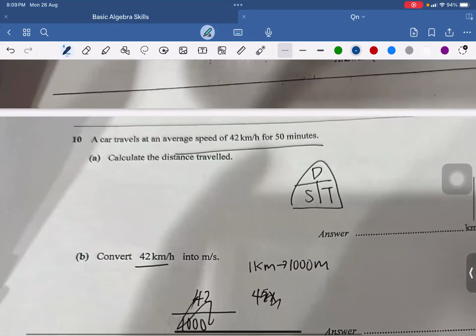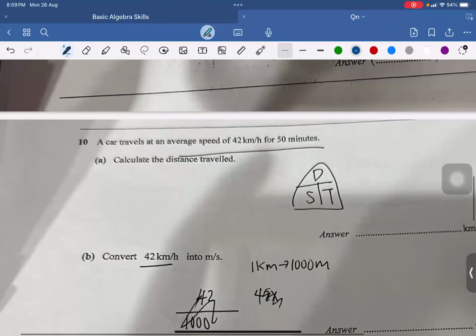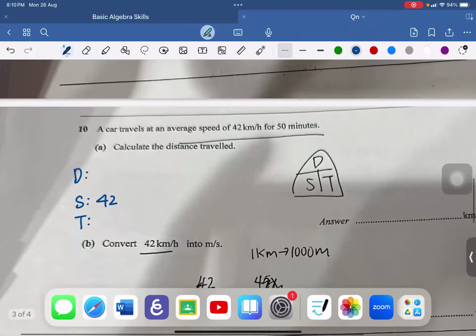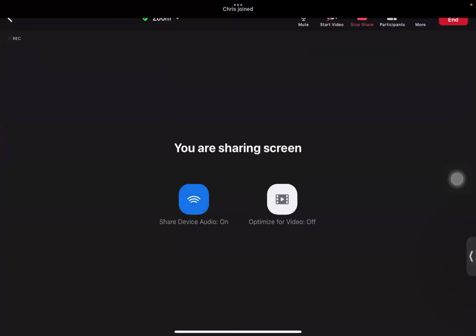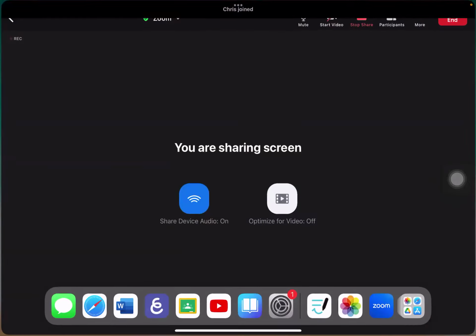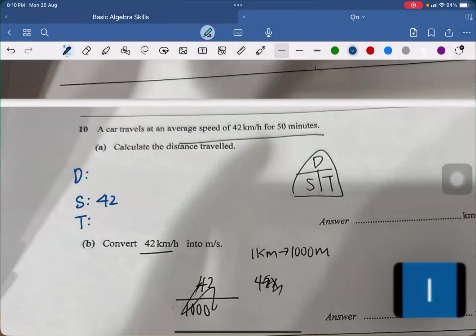Next one, a car travels at an average speed. Okay, so Lynn drew the ST, right? Very good. So distance, speed, time. What is the speed given to me? Lynn, what is the speed given to me? 42. 42 what units? Km per hour. Okay, correct. So it's 42 kilometers per hour.